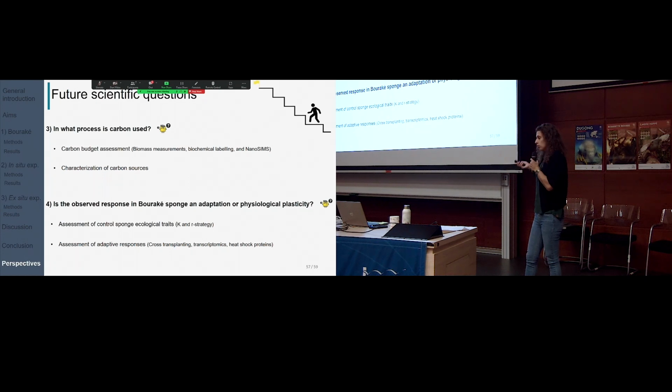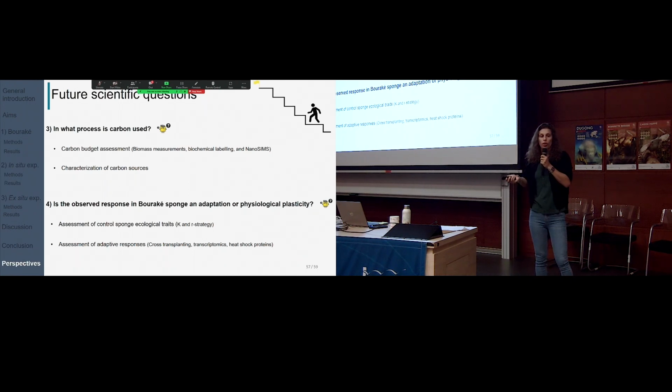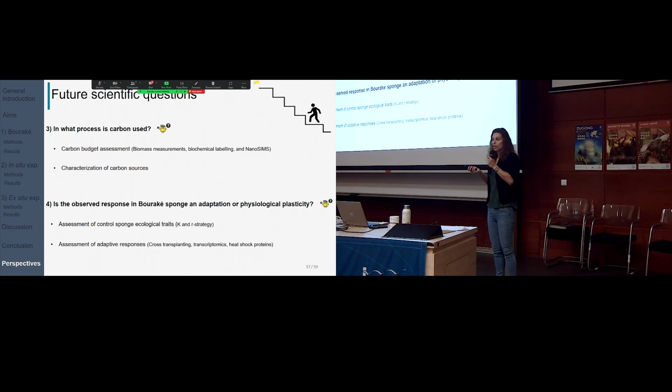Finally, I really would like to understand if the response I observed is the result of adaptation or metabolic plasticity. Unfortunately, I found the control sponges only at the end of 2021, so this made it impossible to further analyze and understand the ecological traits of the sponge. So I would like to perform a future experiment, such as a cross-transplanting experiment between control and Boracay sponges, and do some transcriptomic analysis and heat shock protein analysis to understand if the responses that I observed are the result of adaptation or physiological plasticity.